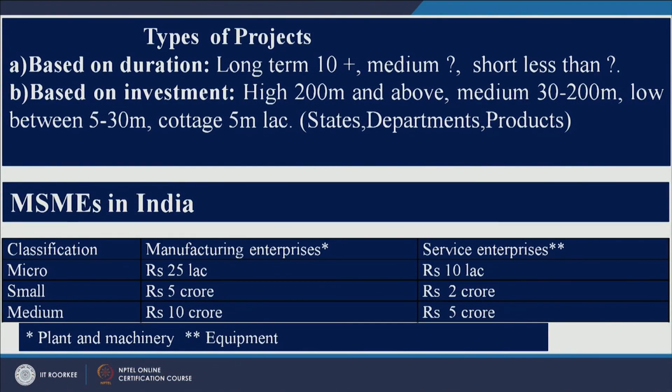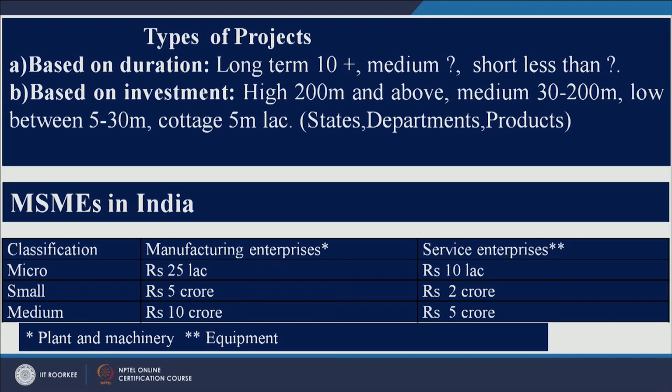Let us look at types of projects based on duration. You can have a long term project, a short term project, a medium term project. There are no fixed timings; these timings vary from project to project. Generally, if a project lasts for 10 plus years, we will call it a long term project. If a project has a lifespan of 5 to 10 years, we can call it a medium term project, and the remaining ones are short term projects.